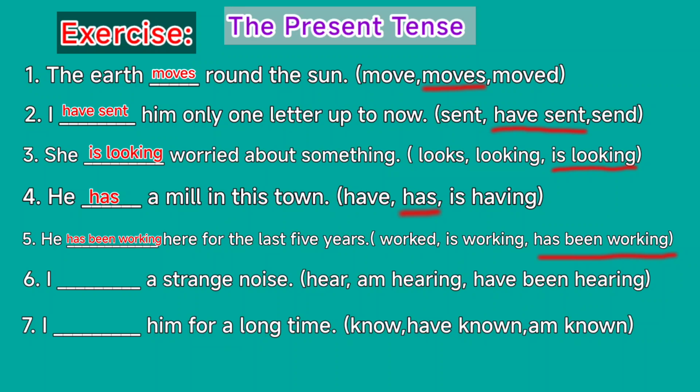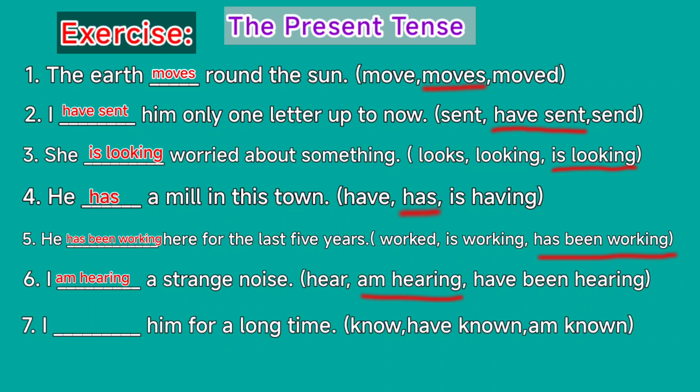The next one, I dash a strange noise. I hear, am hearing, have been hearing. Here how long have been hearing, that is not mentioned. So we can't say that in present perfect continuous tense. But there it is happening now. The noise is happening now. So we can use am hearing. I am hearing a strange noise.